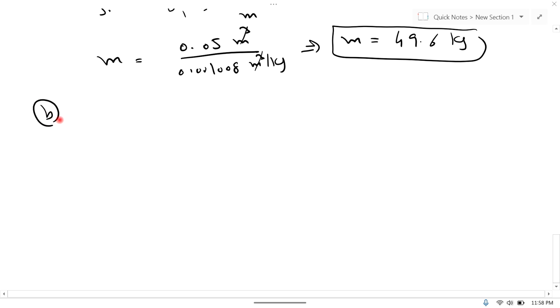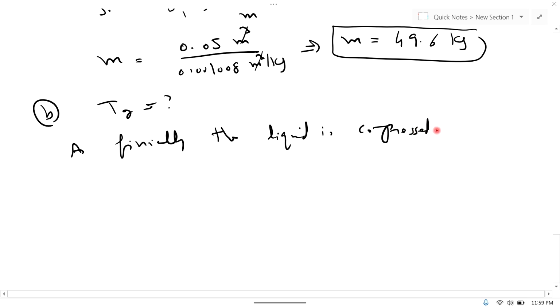Part B is to find T2. Finally we know that the steam is dry saturated, as finally the liquid is completely vaporized. Completely vaporized means that it is dry saturated.